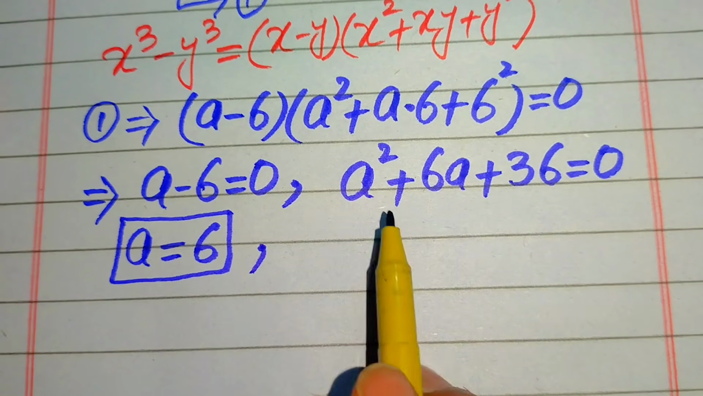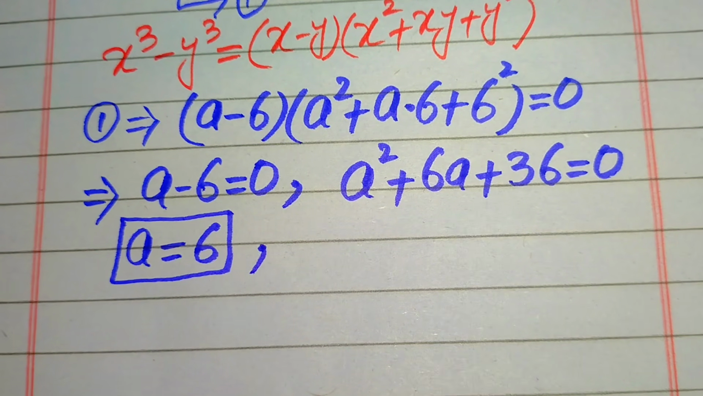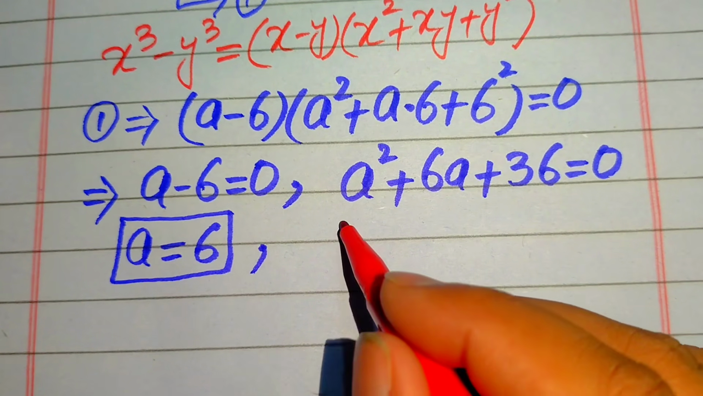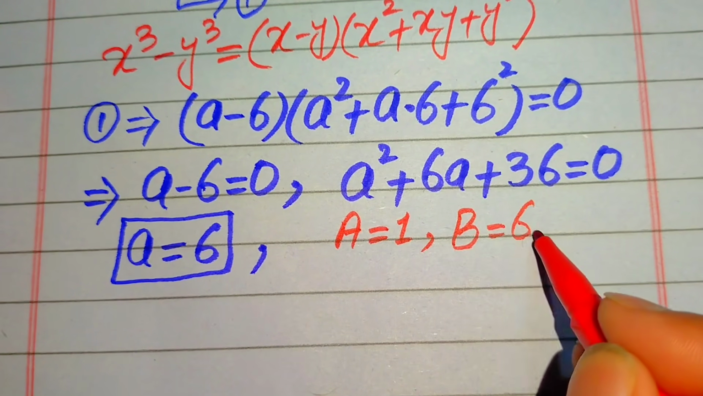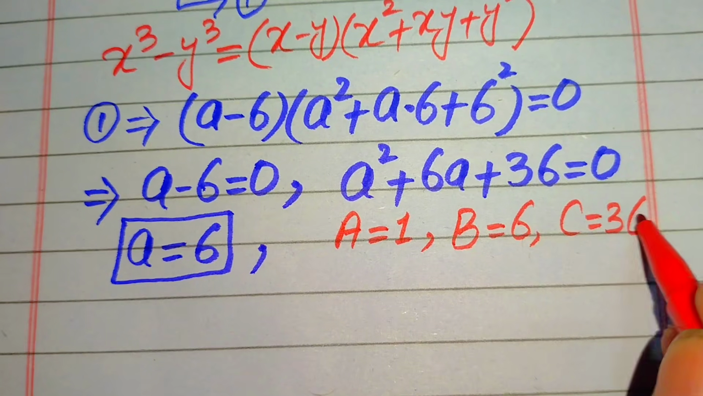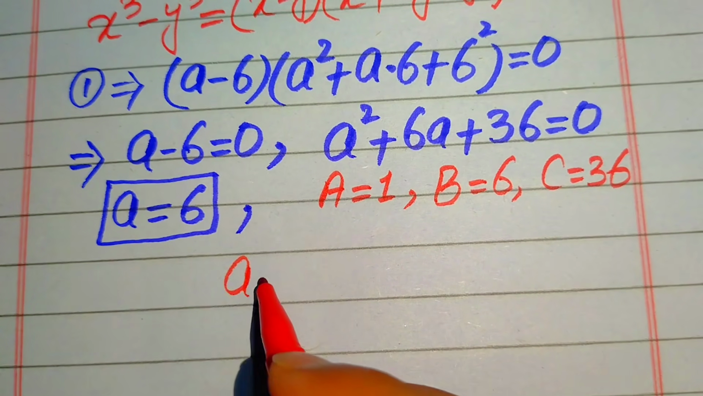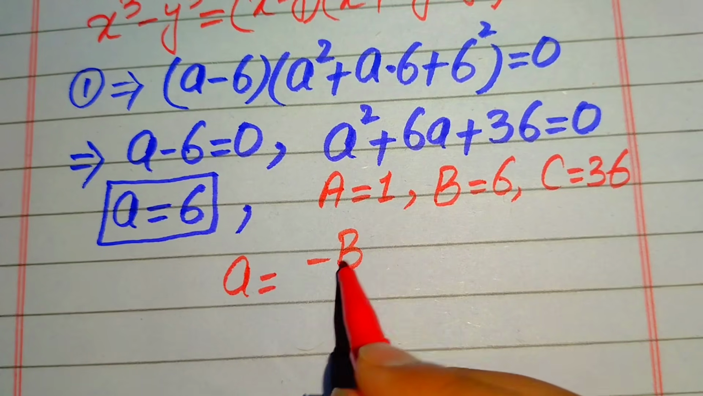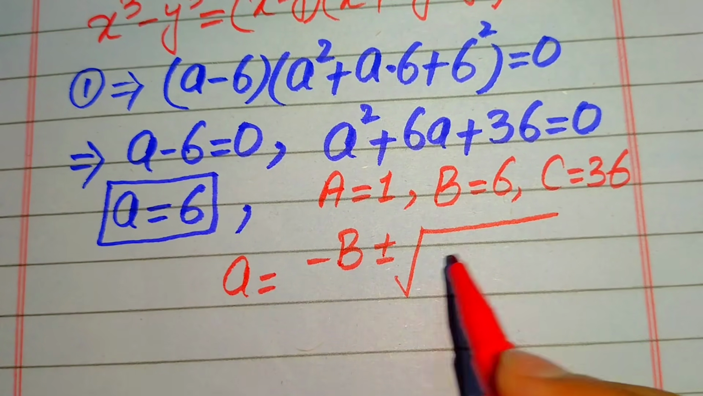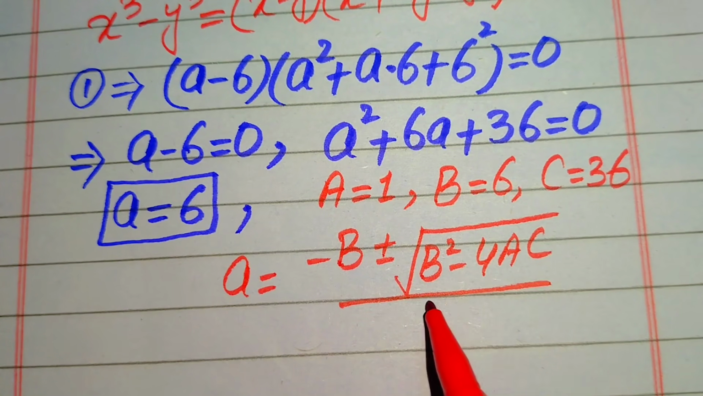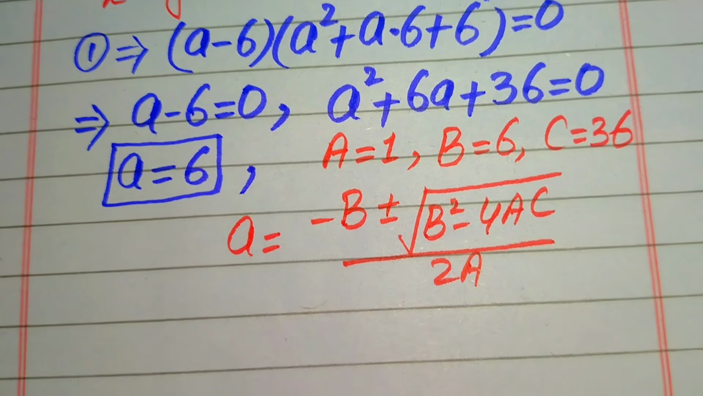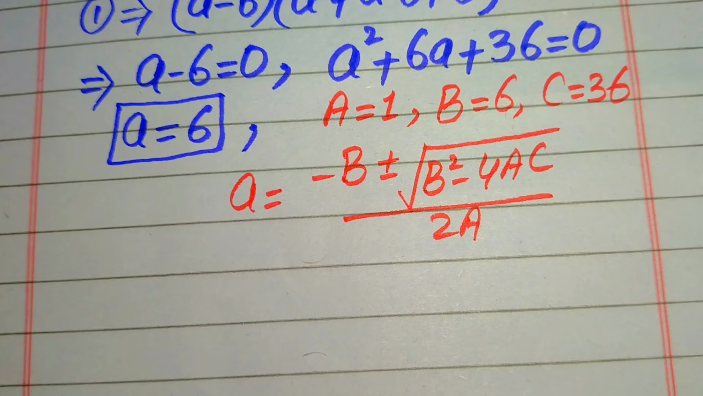In order to get the other roots, we need to solve this quadratic equation, and for this we use the nice quadratic formula. First we write the coefficients of this equation: a is equal to 1, b is equal to 6, and c is equal to 36. And we state the quadratic formula as a is equal to minus b plus minus square root of b square minus 4ac, divided by 2a. This is our quadratic formula, and here we substitute all the values of a, b and c.